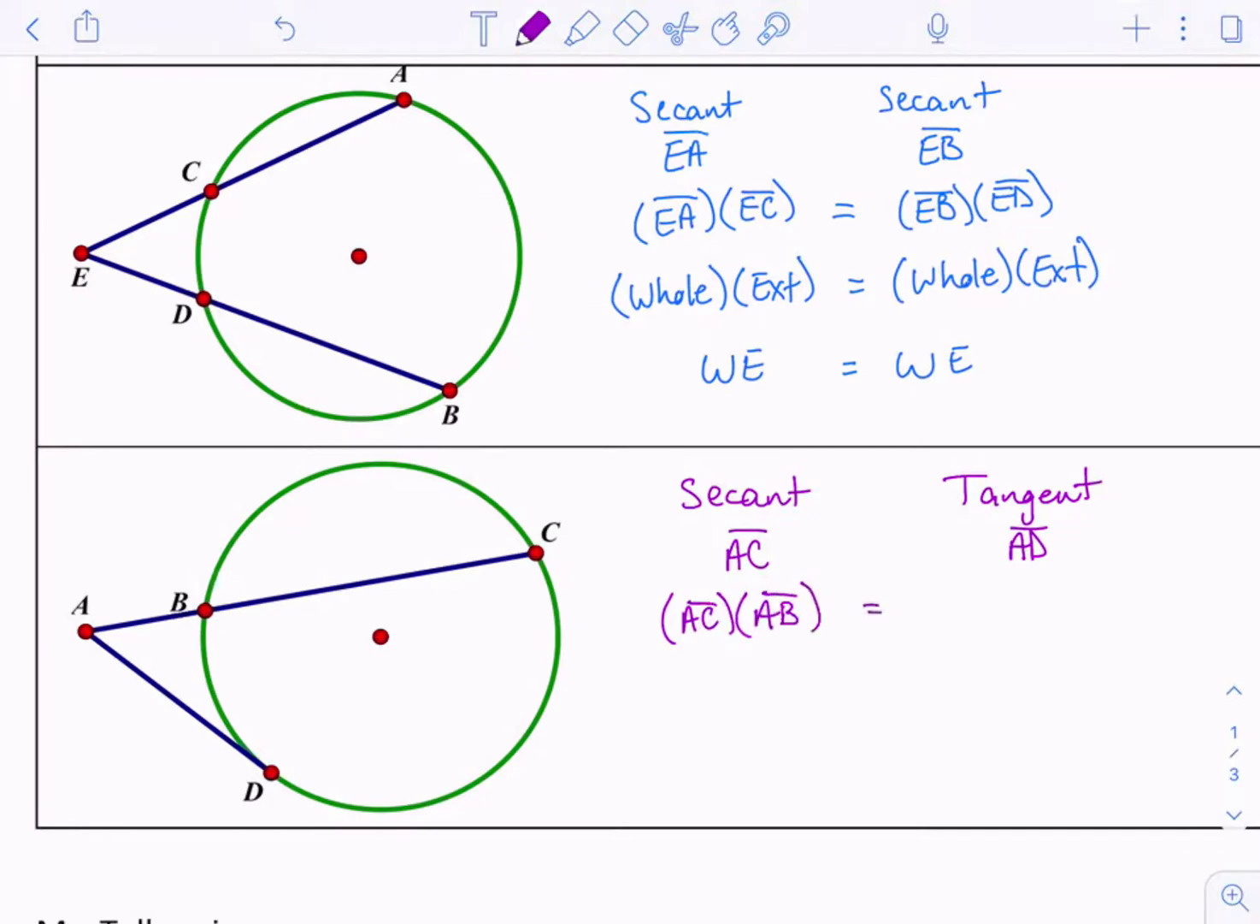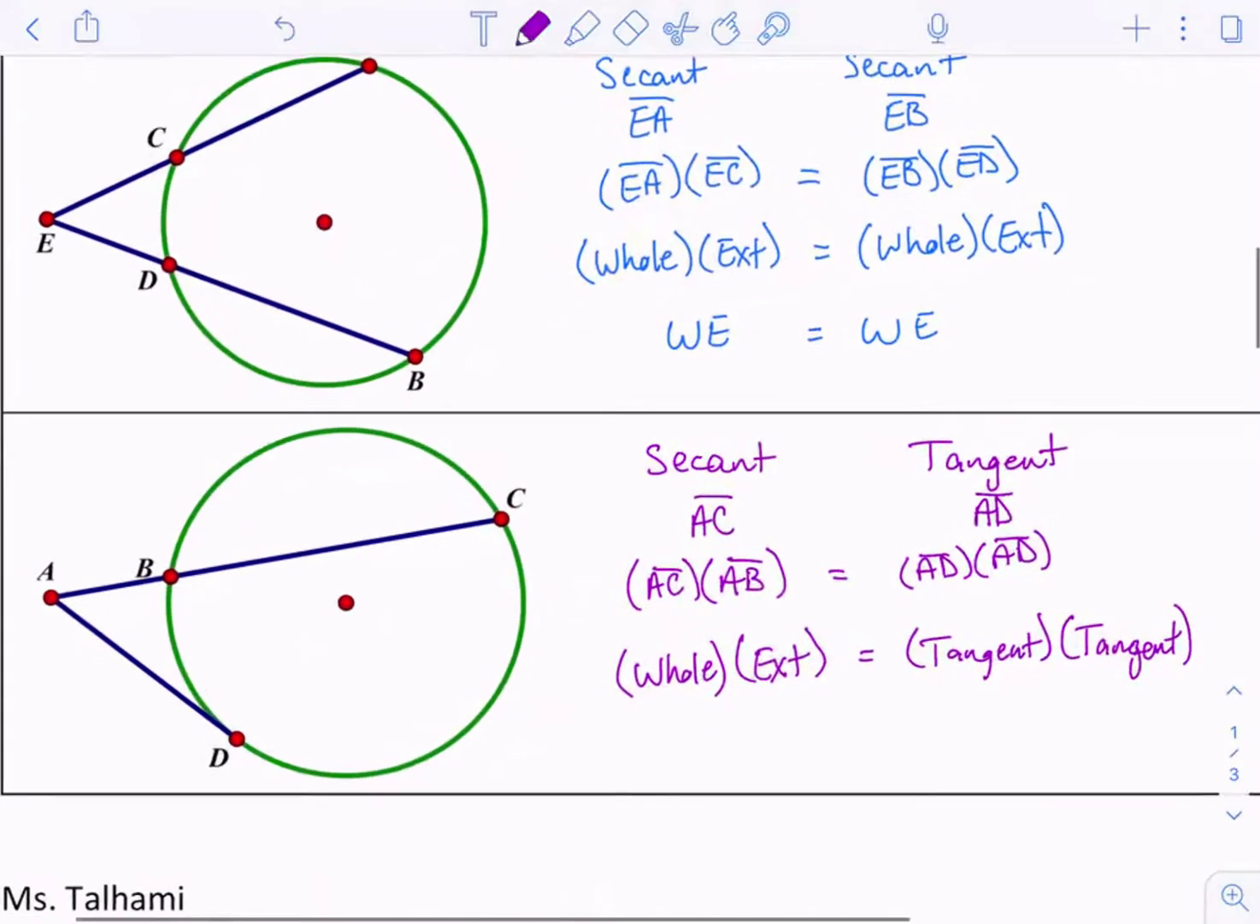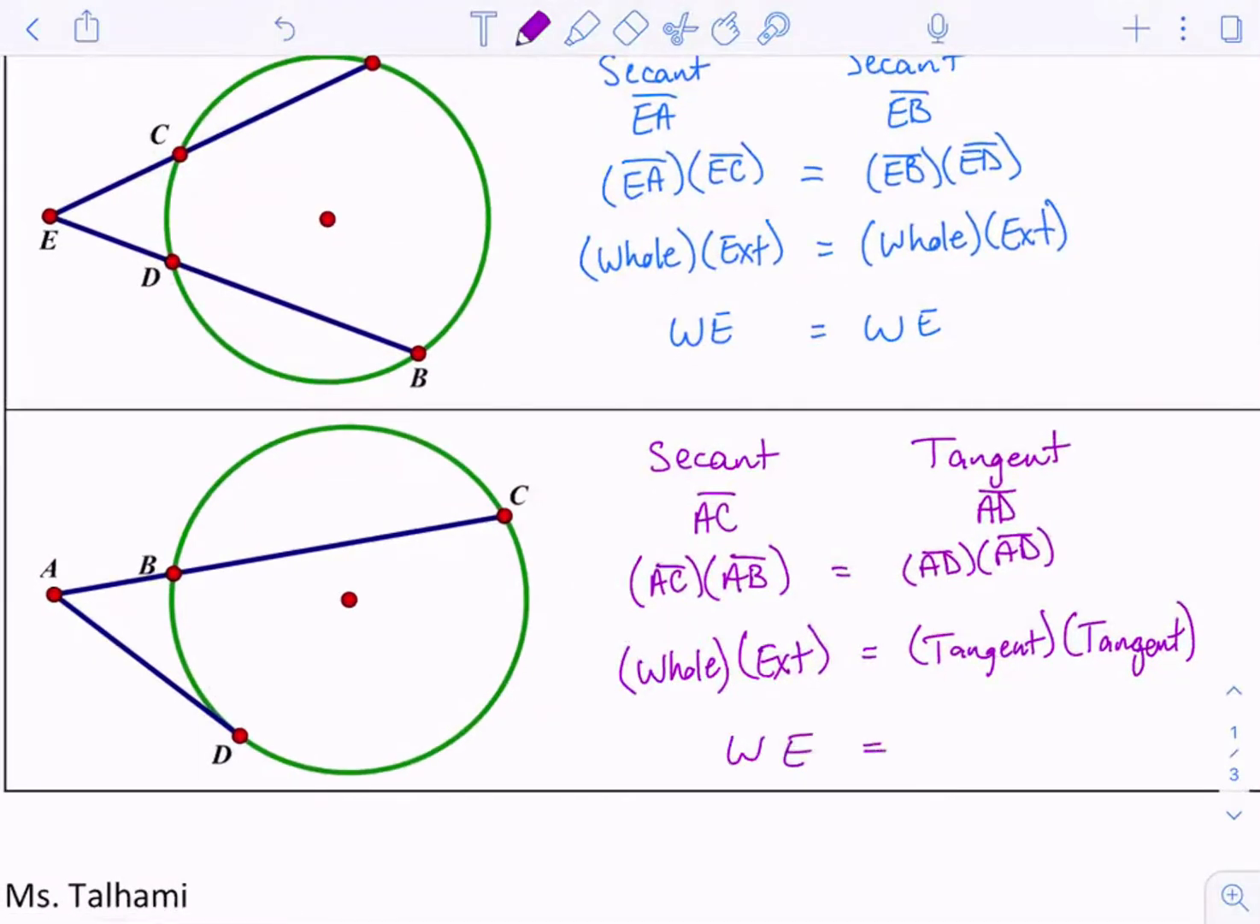And then the tangent, we don't have a whole and an exterior, so really it's the tangent and then the tangent again, which is almost considered the whole times the exterior anyway. So a little trick to remember this is whole times exterior equals tangent times the tangent again. If you haven't already figured it out, this one is called WET with 2 T's.